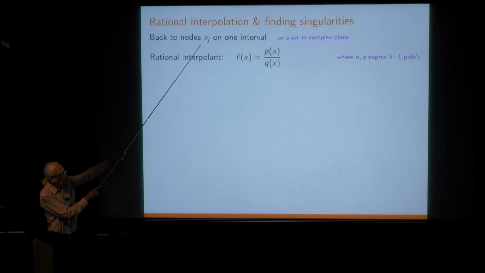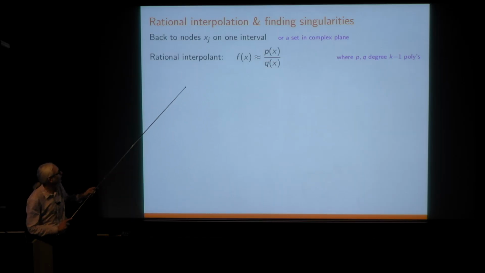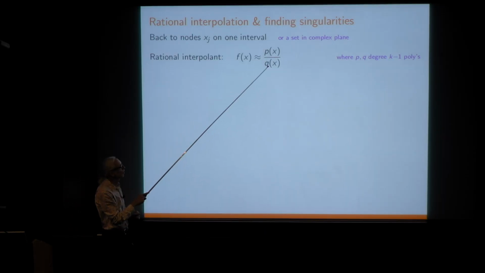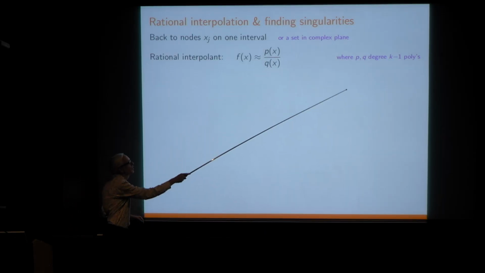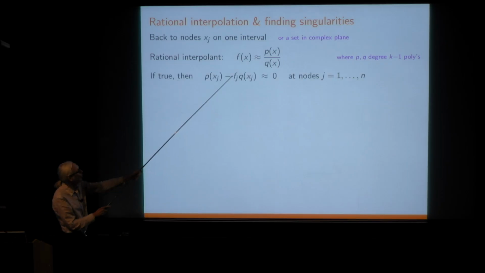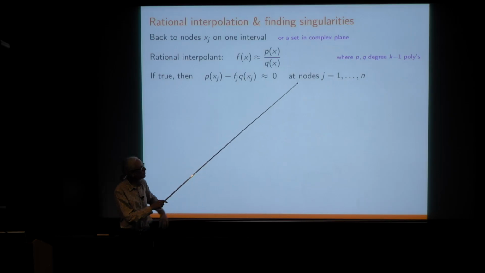Remember, we're back to like one node with one interval with some nodes on it. Or you can think of this as a set in the complex plane. We're going to choose a completely different interpolant now, which is a polynomial over another polynomial, so each of them at degree k minus 1. If this is true, then it should approximately hold that p minus f, the data, hitting q, at each of the nodes is 0.